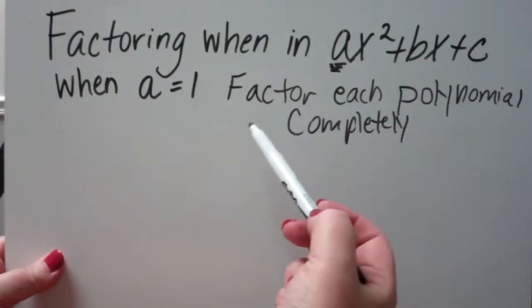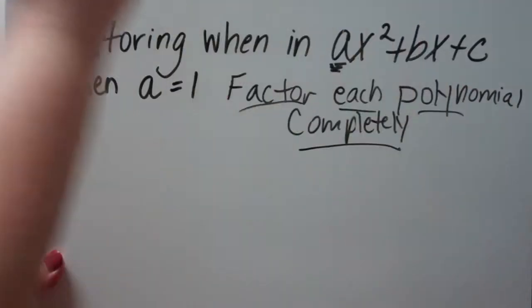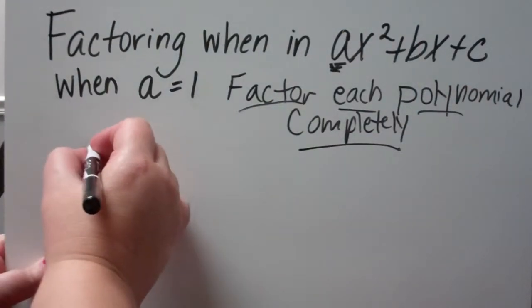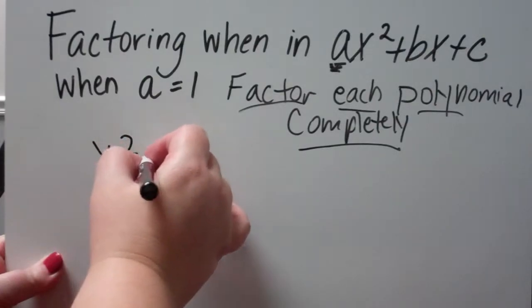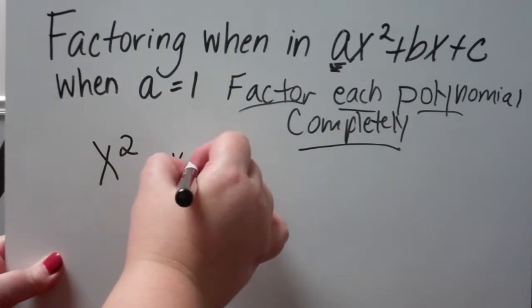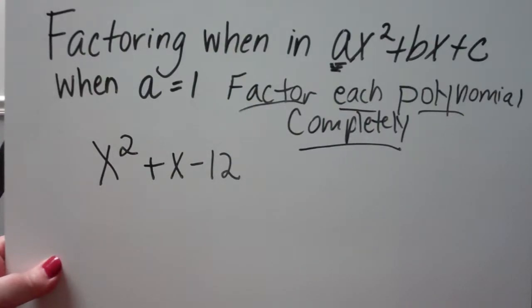So you would see directions that say factor each polynomial completely, and you would be given something like this: x squared plus x minus 12. And you would factor that, okay? So let's talk about what we're doing when we're factoring.